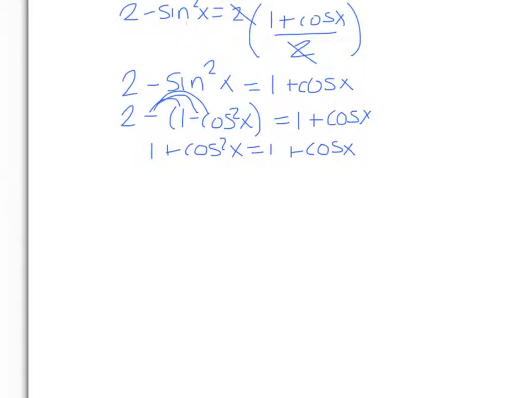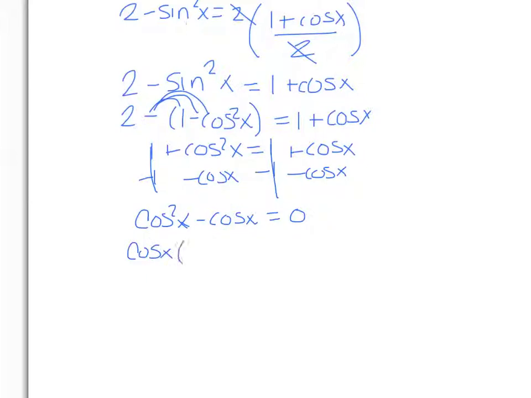Okay, get everything to one side. So I'll subtract 1 from both sides. They cancel out. And I'll move cosine of x over. So we have cosine squared minus the cosine of x equals 0. This is not going to be double bubble because I only have the two things. I'm going to factor out a cosine. And I'm left with the cosine of x minus 1 equals 0.